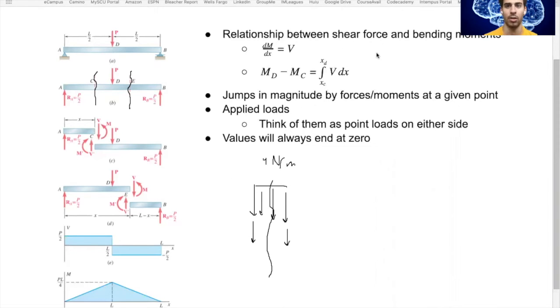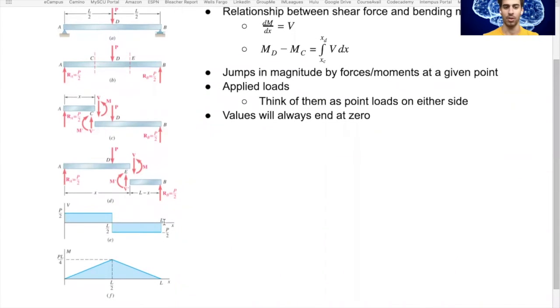And then a really important thing to note is that for these graphs, the values will always come back to 0, which if you think about it makes sense because there are no internal forces outside of the beam. By the time you get to the length of the beam, you're essentially out of it at that point. So all the values always have to end at 0. That's a good way to check your work, make sure it's right. Definitely very, very helpful.